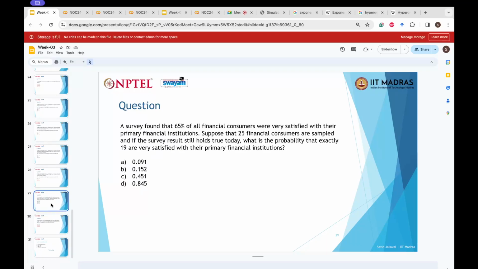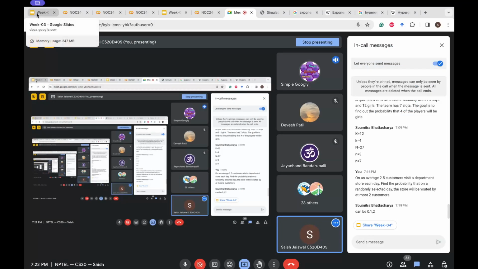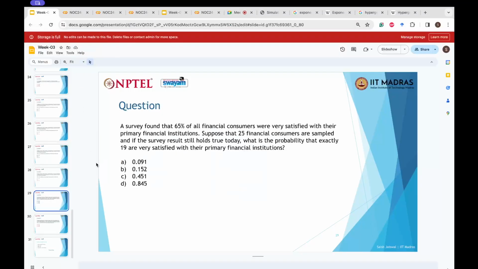Okay, a survey found that 65% of the financial consumers. Okay, I hope my screen is visible. Yes, it's visible. A survey found that 65% of all financial consumers were very satisfied with their primary financial institution. Suppose that 25 financial consumers are sampled, and if the survey results still hold true today, what is the probability that exactly 19 are very satisfied with their primary financial institutions? Okay, so what kind of distribution is there in this case?